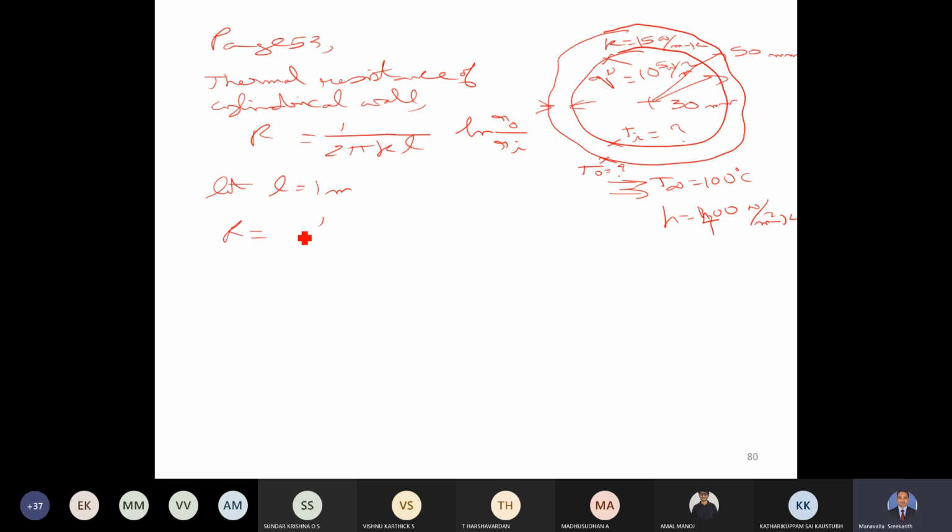Resistance is 1 by 2 pi multiplied by K is 15 multiplied by length is 1 multiplied by log of R outer is 50 and R inner is 30 millimeters. Now I have not converted this 50 millimeter and 30 millimeter to meters, because you can see I have taken a ratio here. So if you convert it, the 10 power minus 3 in the numerator and 10 power minus 3 in the denominator will cancel off, and therefore we will still get the same result. So this will be the thermal resistance. So calculate the thermal resistance.